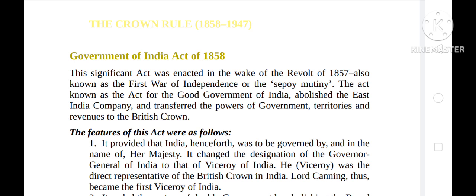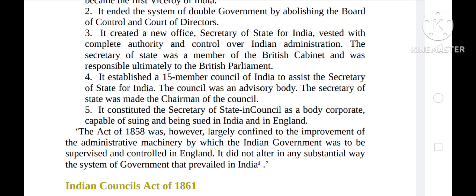The features of this act were as follows. It provided that India henceforth was to be governed by and in the name of Her Majesty. It changed the designation of the Governor General of India to that of Viceroy of India. He, the Viceroy, was the direct representative of the British Crown in India. Lord Canning thus became the first Viceroy of India.